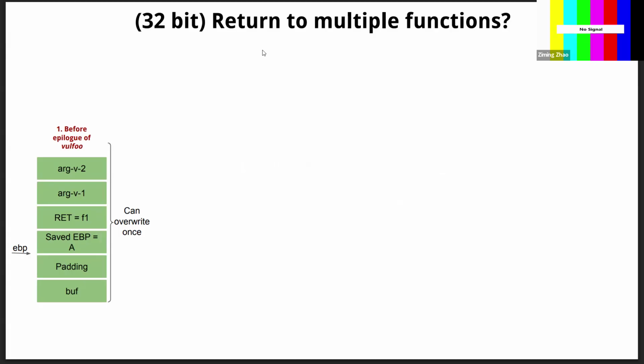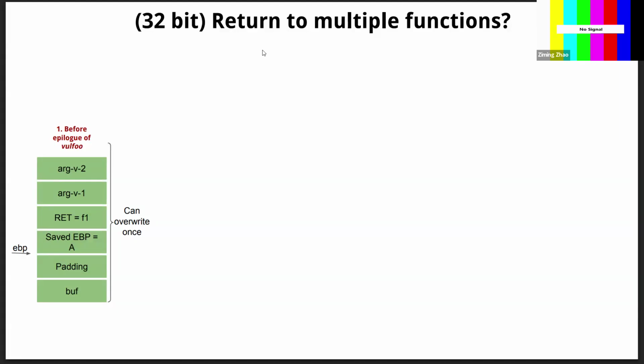Let's say this is the stack before the epilogue of Valfu. It looks like this. We have a buffer here. Then maybe there's some padding. The compiler gave us several bytes of padding there. Then we have saved EBP. We have the return address. Then we have argument 1 and 2, which were provided by the function that calls Valfu. So those are basically the parameters of Valfu itself, right? Now we have just one chance to override the whole thing from here to here.